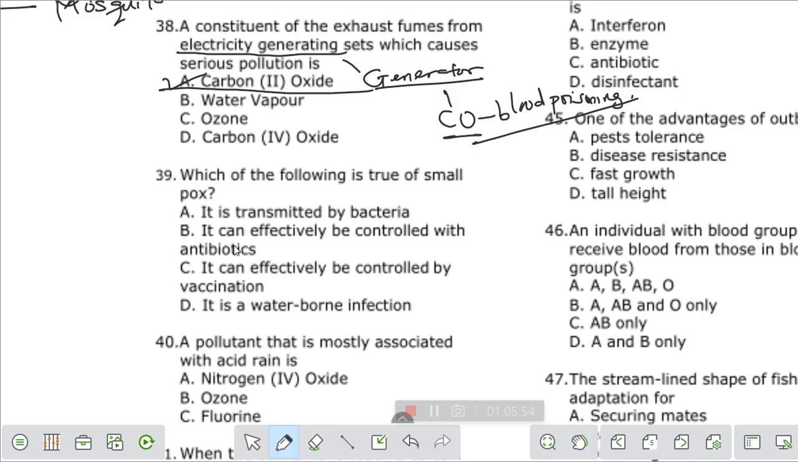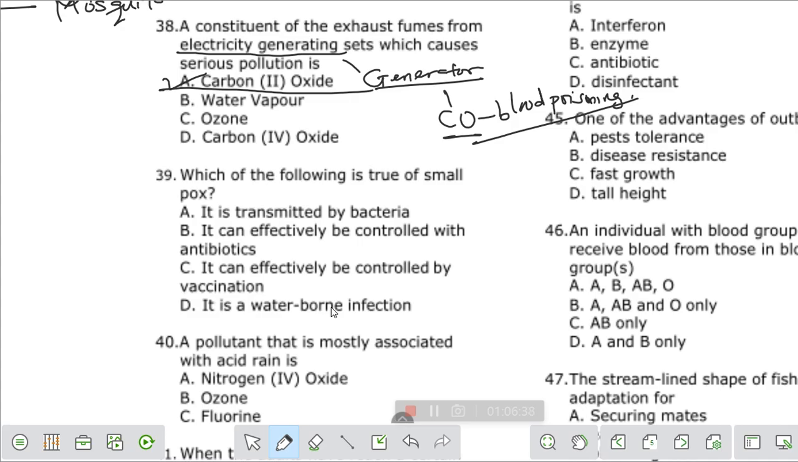So, smallpox, is it a waterborne disease? So it's not a waterborne disease. Smallpox is an airborne disease, not a waterborne disease. So it means option A is not right because it's actually a virus, not bacteria. And for something that is a virus, you cannot use antibiotics. Antibiotics are used for bacterial infection, so it cannot be right. It's also not a waterborne disease. So the answer is it can be effectively controlled by vaccination. That's why in times of coronavirus, they told us that we should be taking the COVID-19 vaccine, right? So some people actually took it.